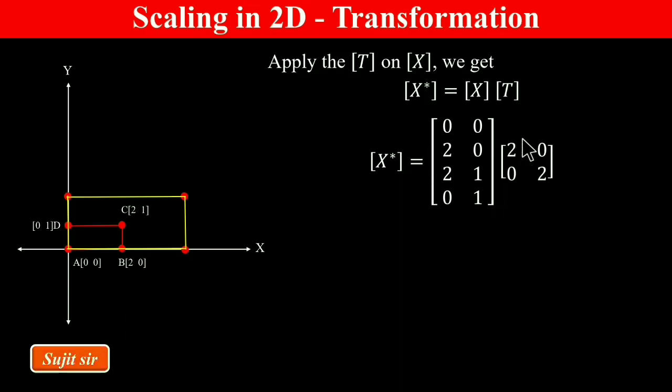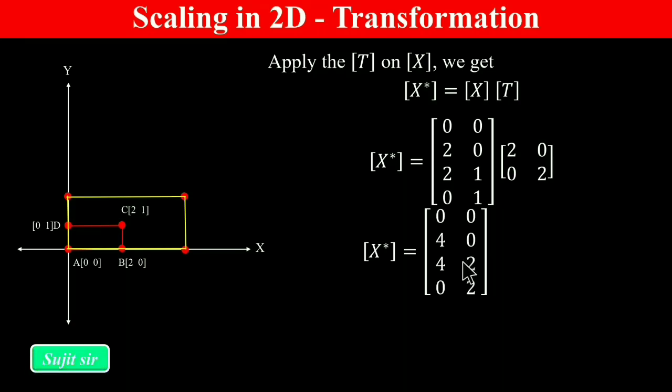Now taking a multiplication of these two matrices by the row by column method, we will get the matrix X star: the first row is 0 0, second row 4 0, third row 4 2, and the fourth row 0 2. That means 0 0 are the coordinates of the transformed point A star, 4 0 are the coordinates of the transformed point B star, 4 2 are the coordinates of the point C star, and 0 2 is the coordinate of the transformed point D star.